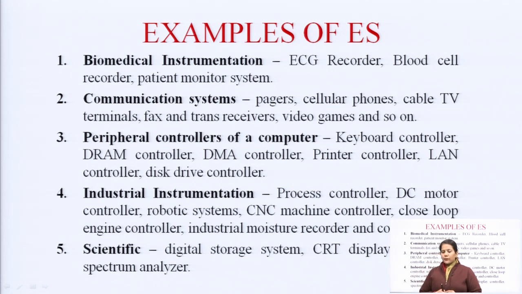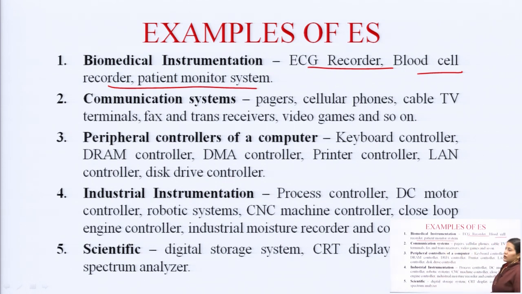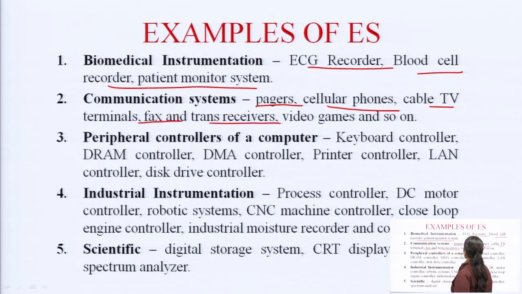So what are the various examples of embedded systems? As I have already talked about, any various things we see around us are all examples of embedded systems. Let's have a look. In the field of biomedical instrumentation, ECG recorder, blood cell recorder, patient monitoring system, these are the examples. Communication systems: pagers, cellular phones, cable TV terminals, fax and transceivers, video games and so on. These are all the examples of embedded systems in the communication field.